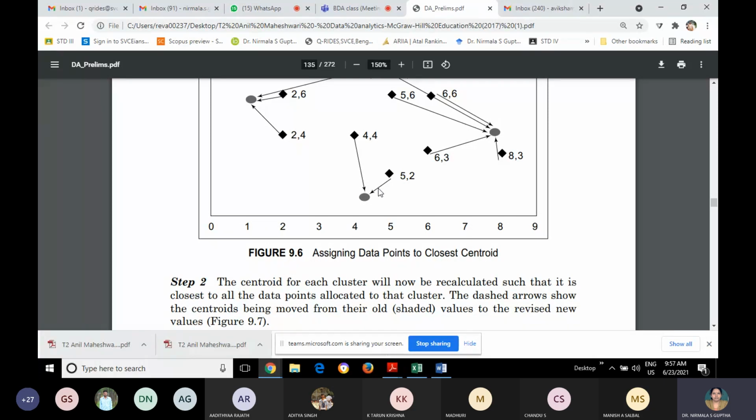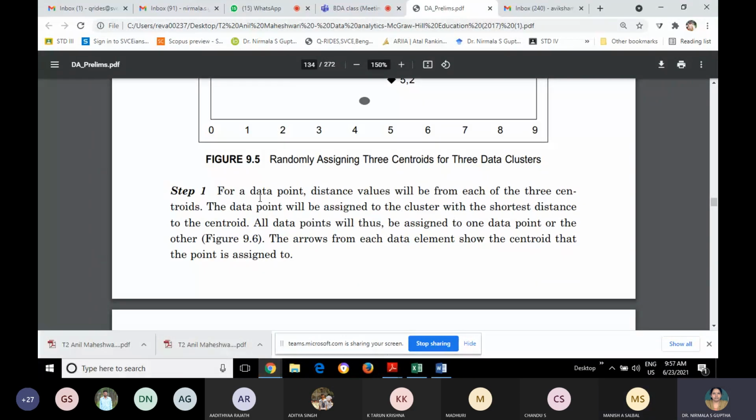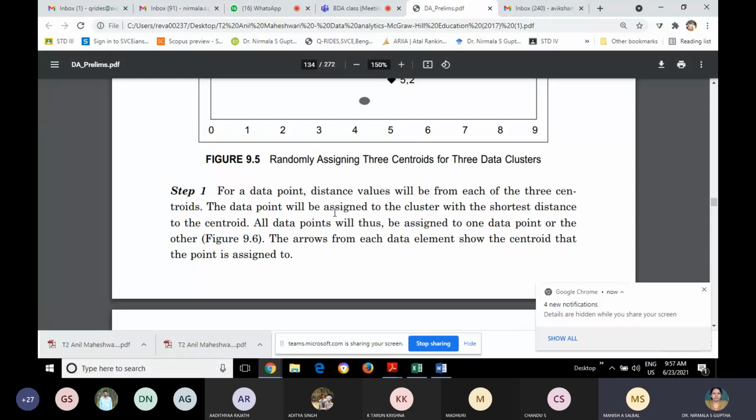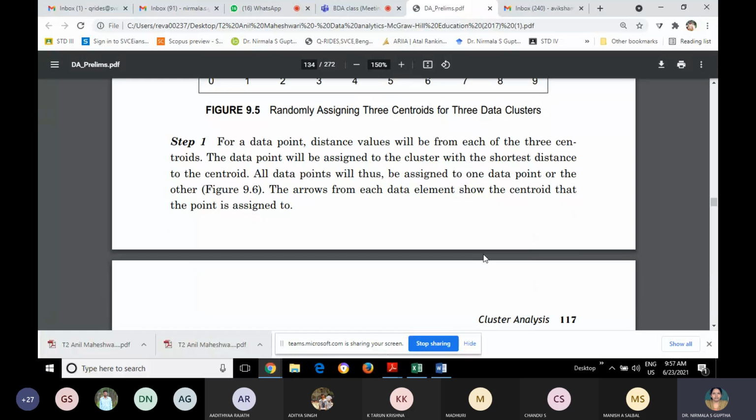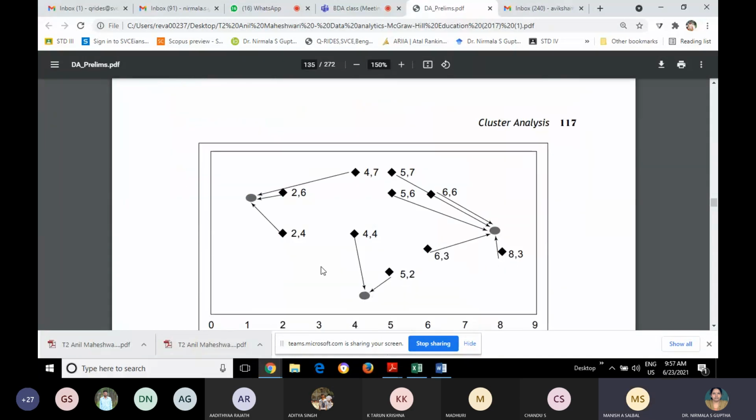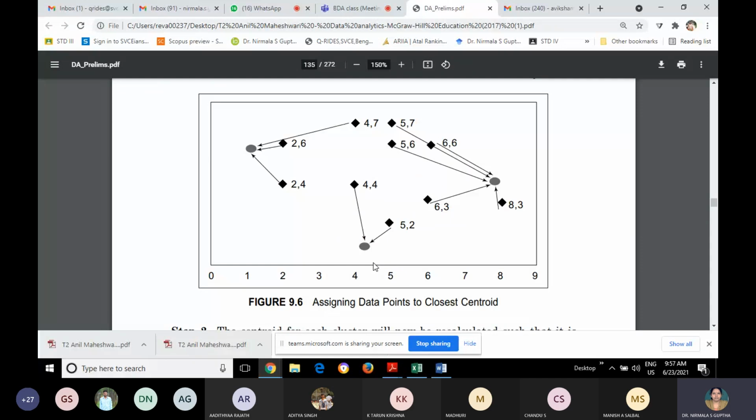You may question me, ma'am, how can you say it is nearer? I will come to that as the second step. So the first step is, for each data point, the distance values are calculated from each of the 3 centroids, and the data point will be assigned to the cluster with the shortest distance to the centroid. All the data points will thus be assigned to one centroid or another, and the arrows from each data point show the centroid that point is assigned to. At least you understood this.